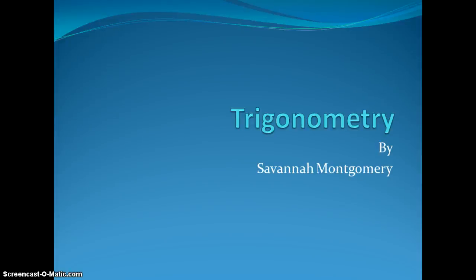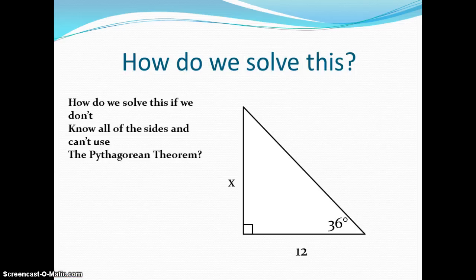Now we are starting trigonometry. So how do we solve this? How do we solve this if we don't know all of the sides and can't use the Pythagorean theorem? So notice in our triangle we don't have all the side measures, so we can't use the Pythagorean theorem.